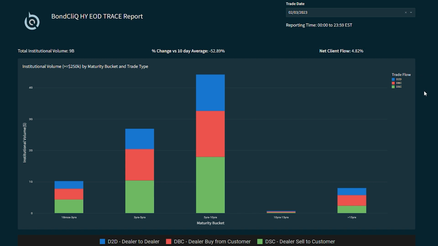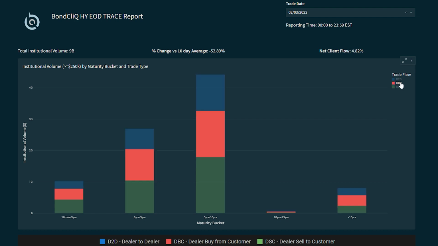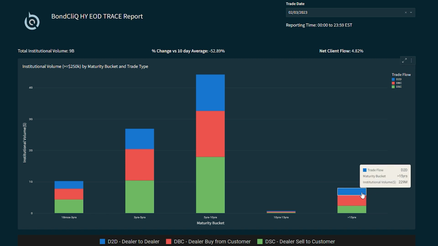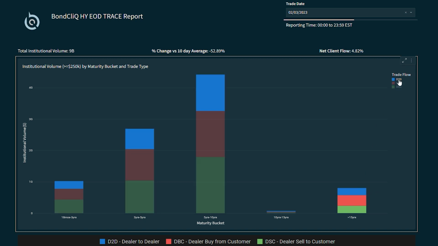This bar chart presents institutional volume by maturity bucket and trade type. Here we divide trades by dealer to dealer, dealer buys from customer, and dealer sells to customer. Hover over any of the three counterparty types to highlight their portion of today's trade flow.